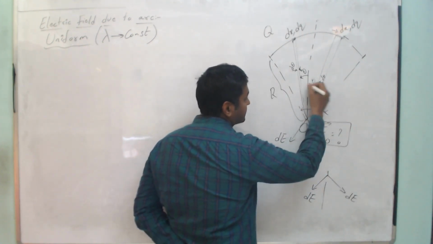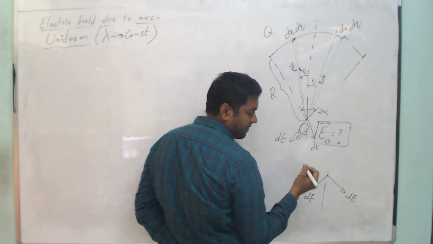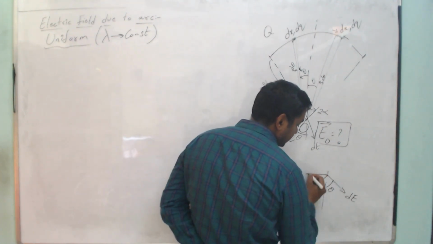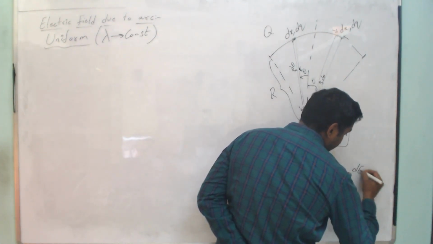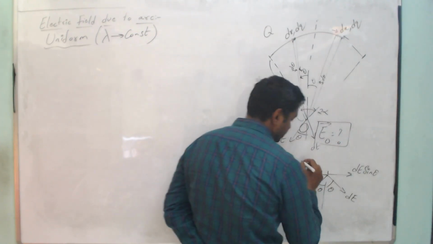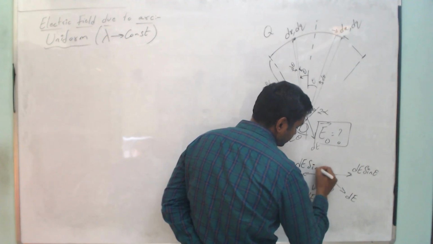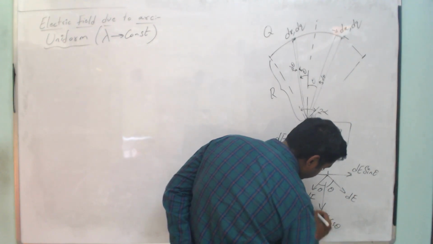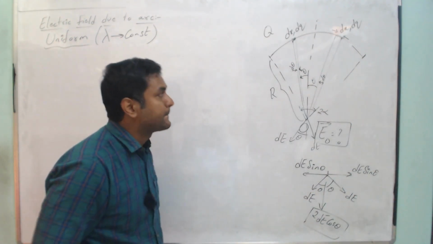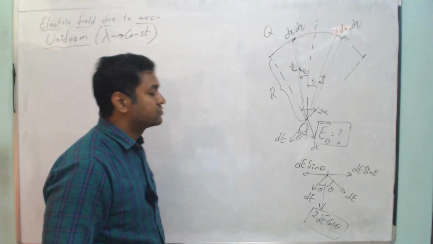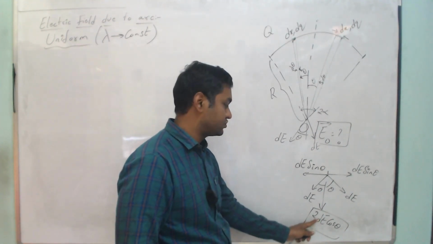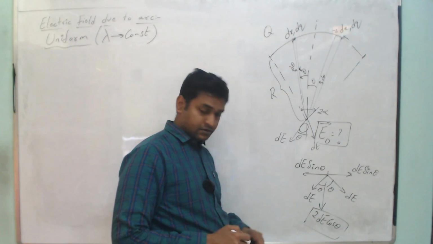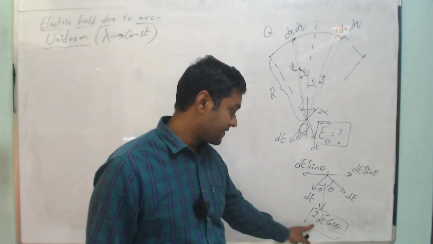Now if you see, if this angle is theta, that means this angle is theta, right? Yes, sir. That means this angle is theta and this angle is also theta. So my dE sin theta and dE sin theta will cancel each other. Yes, sir. Correct? So my resultant vector will be 2dE cos theta. Is this clear? Yes, sir. So I have to integrate what? This 2dE cos theta I have to integrate. Is this visible here? 2dE cos theta? Yes, sir.